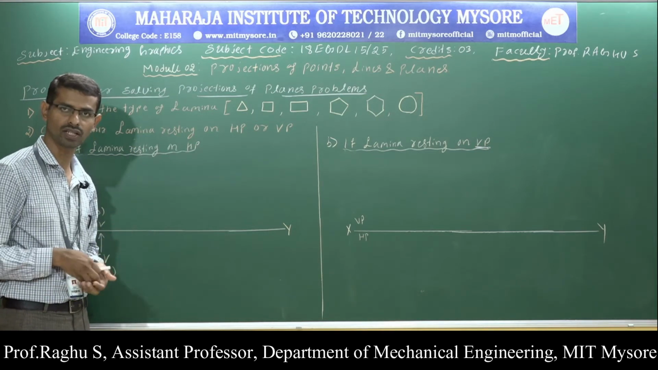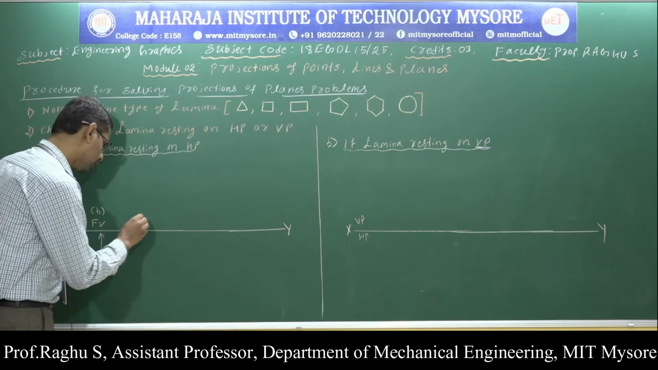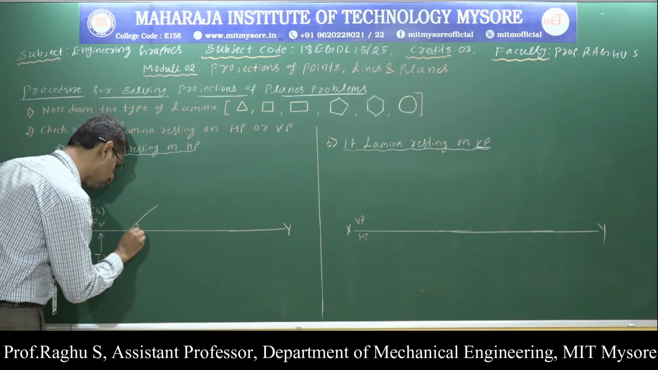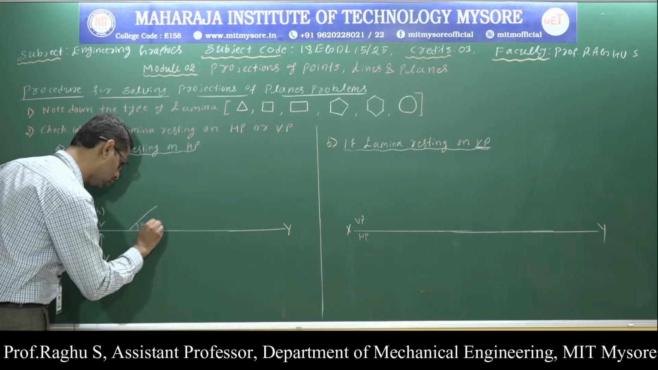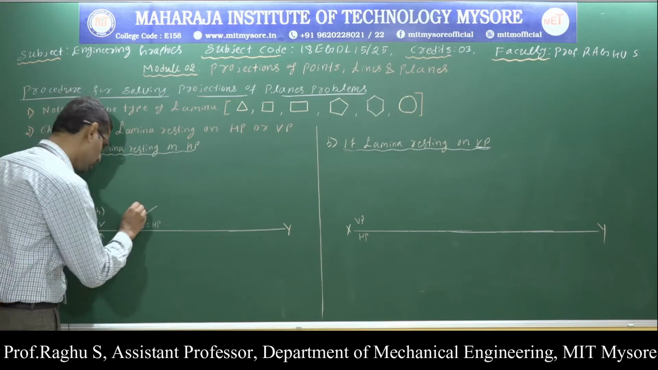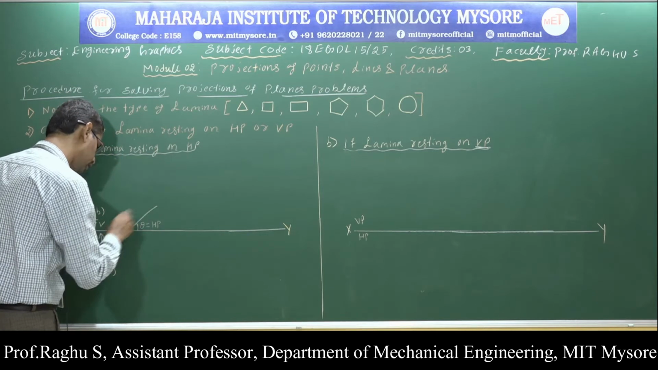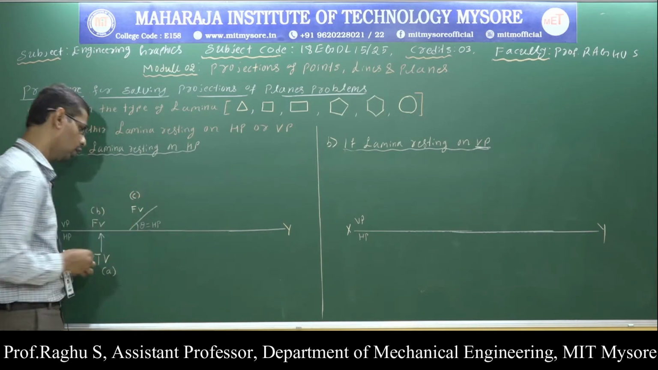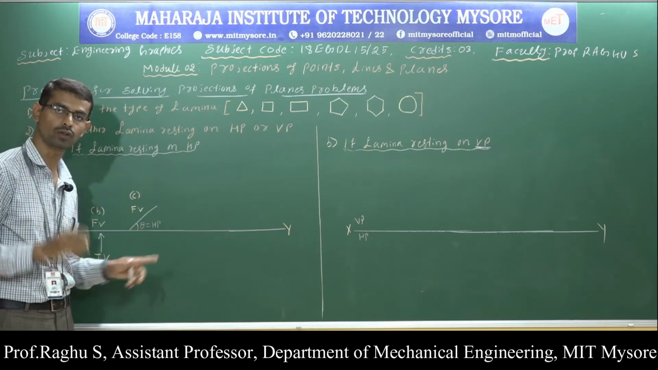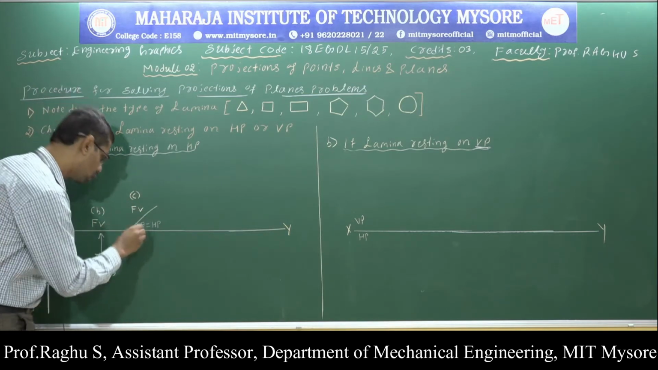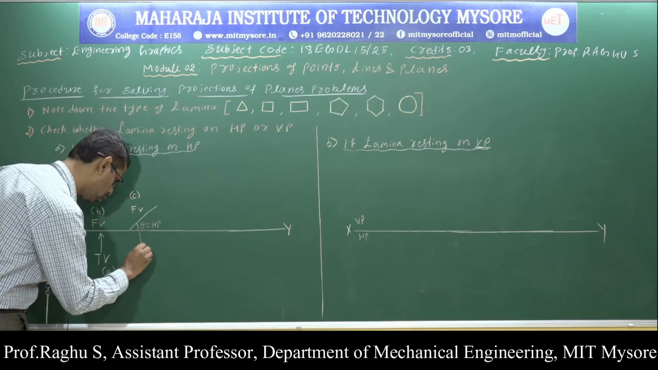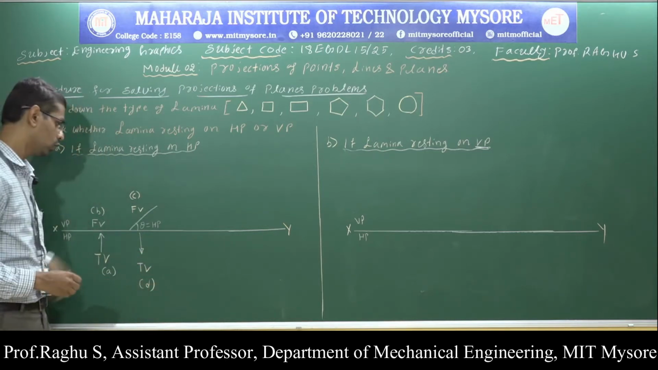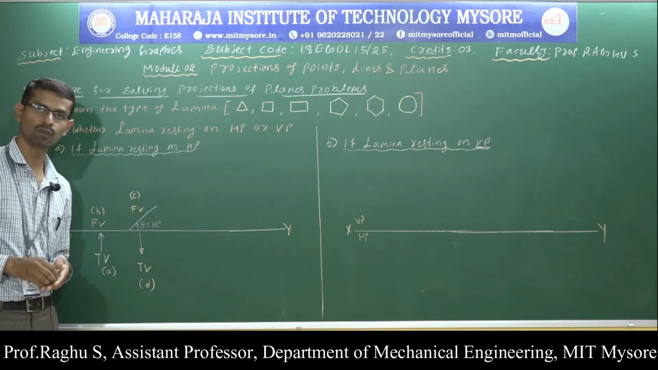Next, to draw the second position, I need the lamina inclination with respect to HP. So that is the front view. Note down the lamina inclination with respect to HP, that is denoted by theta. So it is the front view, and it is C. Next, draw the downward projection to get the top view. So this is D. So this completes the second position.